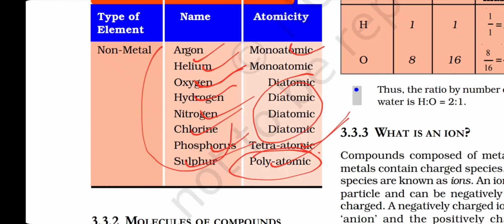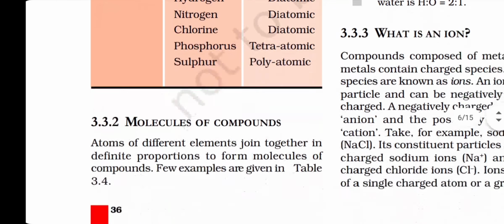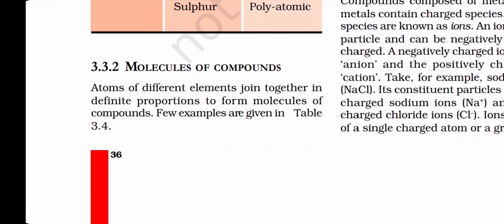So we have to remember the different atomic numbers of the different elements in the molecular form. Those are also called its atomicity. So let's learn about the molecules of compound. Here the molecule of element, that is, similar types of atoms combined together to form the molecule of element. So here is the molecule of compound.